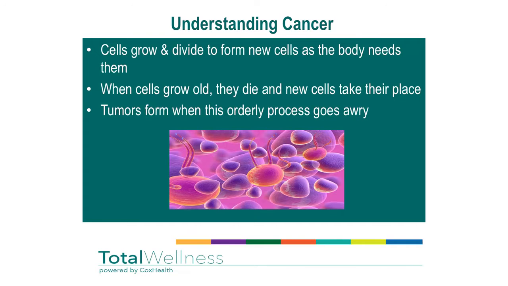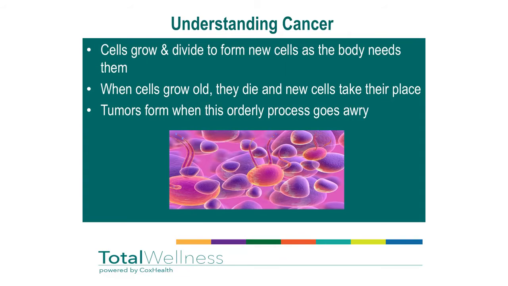So, to start off, we're going back to high school biology. If you slept through high school biology, you can learn a little bit right now. We're going to just talk about understanding cancer. How does it grow? From high school biology, you probably learned that we have cells. Our body's made up of millions and millions of cells, and those cells grow and divide to form new cells as the body needs them.